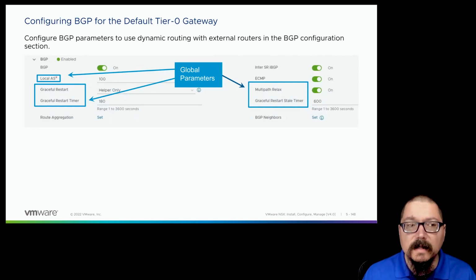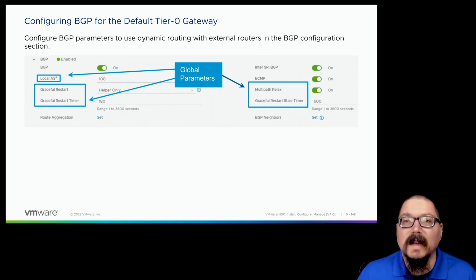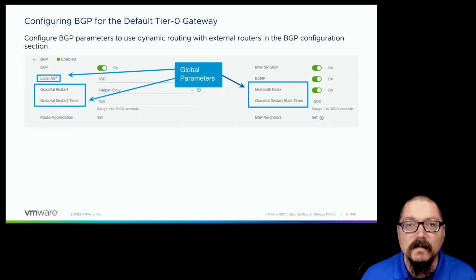Now, this is important because many of these BGP configurations are global parameters, right? Meaning that they're going to be inherited by and used by the VRFs, right? So the autonomous system number, graceful restart configurations, multipath relax, things like that. These are all things that I cannot change on a VRF instance. So I have to manage those from the parent Tier 0 gateway.